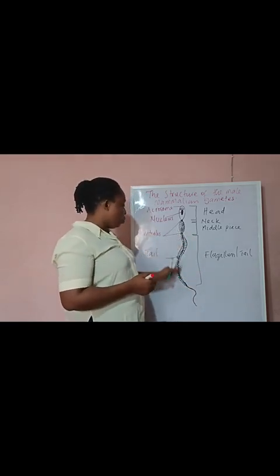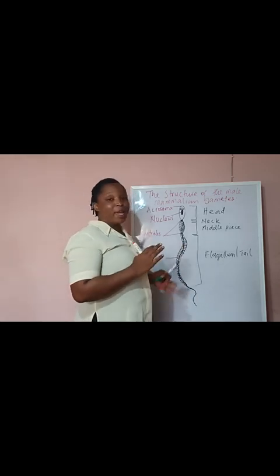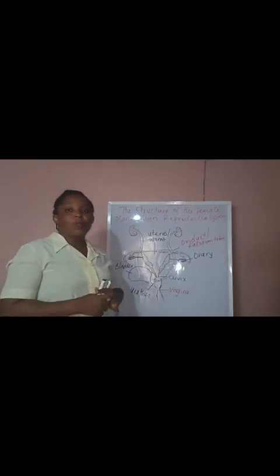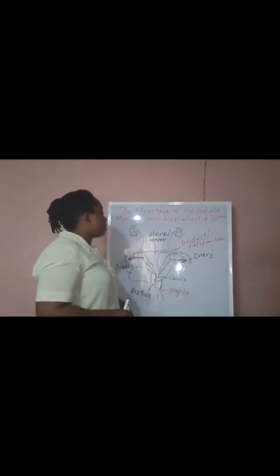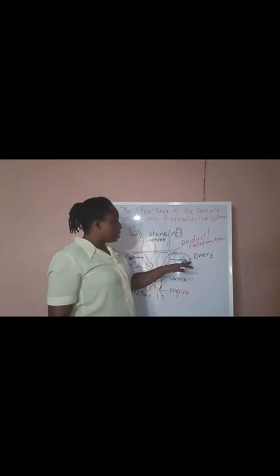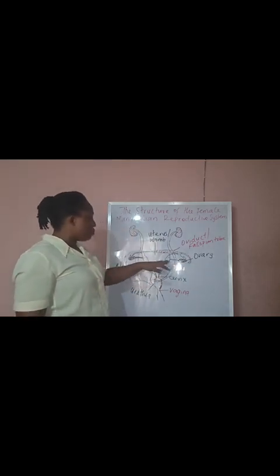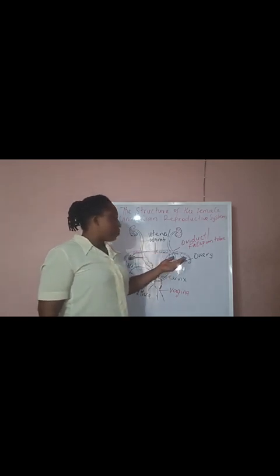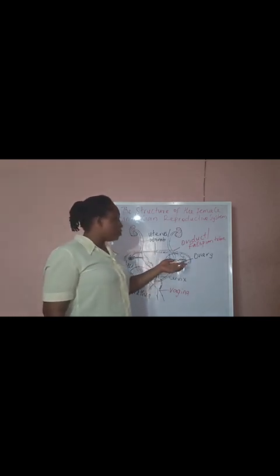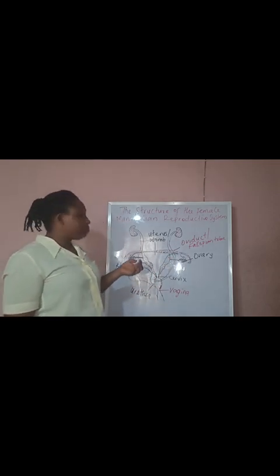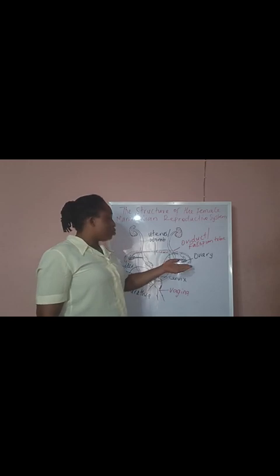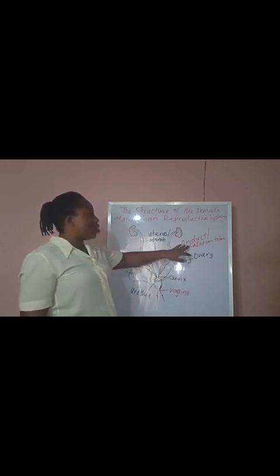You can see it is a whip-like structure that helps the sperm move within the female reproductive system. As we have been talking about the reproductive system, this is the structure of the female reproductive system. The first one here is the ovary. We have two ovaries. This is the site of production of the egg. The female egg is produced in the ovary, and this takes place monthly. When the egg is released, it will be received by a structure called the oviduct.